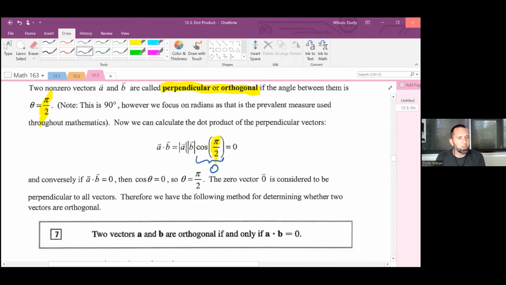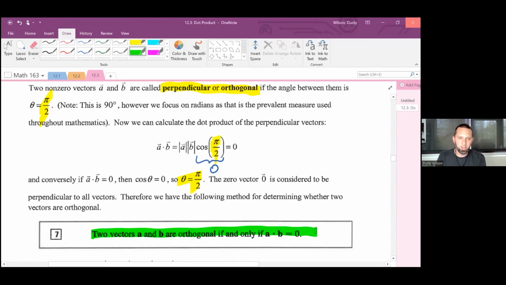Conversely, if A dot B equals 0, then the cosine of theta equals 0, so theta equals, again, pi over 2. Note that the 0 vector is considered to be perpendicular to all vectors, so it's okay if A is 0 or B is 0. Therefore, we have the following method for determining whether two vectors are orthogonal. Two vectors are orthogonal if and only if A dot B equals 0.